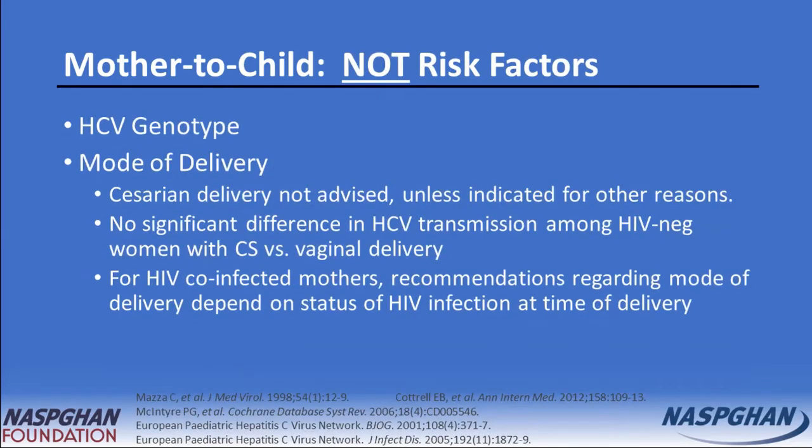What's not associated with this risk? The hepatitis C virus genotype and the mode of delivery. Initially, it was felt that maybe a cesarean section would reduce the transmission, but that is not the case. And so routine cesarean section delivery for HCV infected mothers is not advised, unless there are obviously other medical reasons for this. There seems to be no difference in hepatitis C transmission between HIV negative women with C-section or vaginal delivery. For HIV co-infected moms, the use of C-section should be guided by their HIV status.